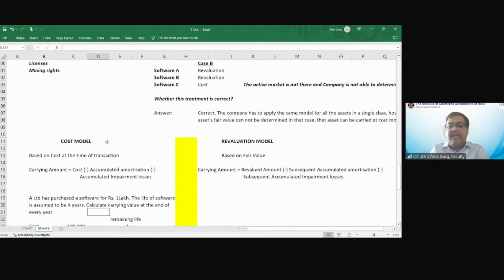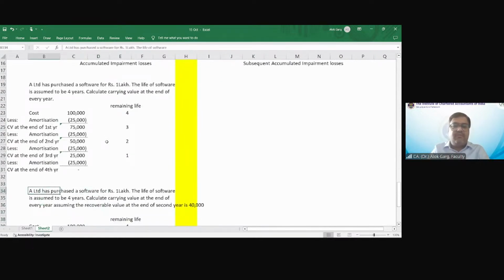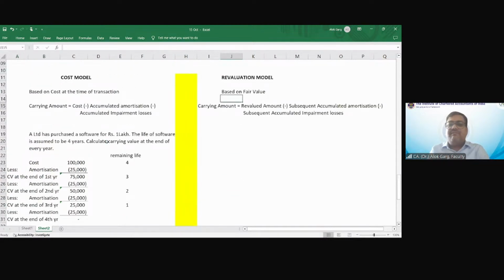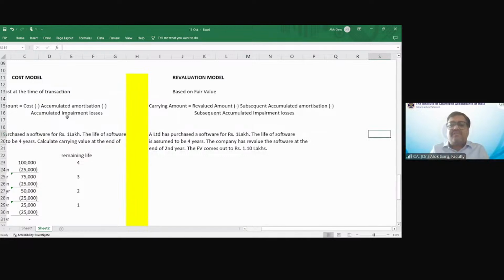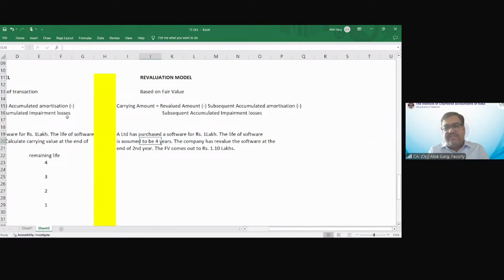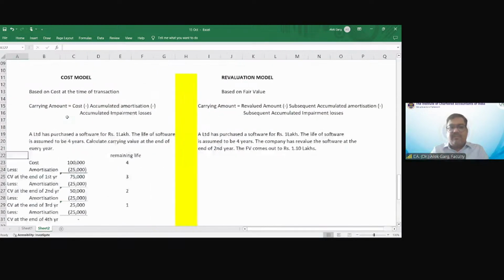Whatever revalued amount comes, we have to work on that. So let me take you through an example of the revaluation approach also. Carrying value is revalued amount minus subsequent accumulated depreciation minus subsequent accumulated amortization. Now let's go to the revaluation approach. For example, A Limited has purchased a software for rupees 1 lakh. The life of the software is assumed to be 4 years. Same. The company has revalued the software at the end of second year. The fair value comes out to be rupees 1.10 lakhs. So let me take you again through this part.